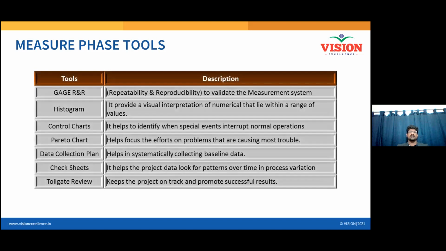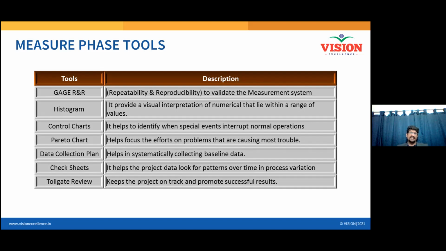Then for doing those steps, we can use the following tools. Gauge R&R looks into the repeatability and reproducibility factors to validate the measurement system. All of us may immediately have a doubt: what is repeatability and what is reproducibility? Dr. Ramakrishnan is waiting there in the wings to explain all those things for you. Okay, then histogram, all of us are aware of this.